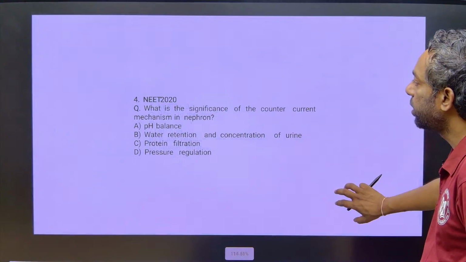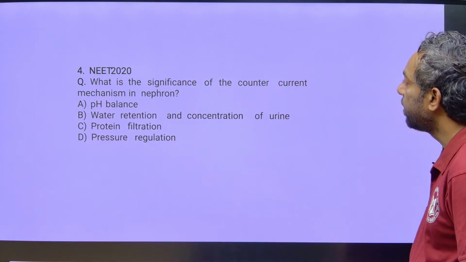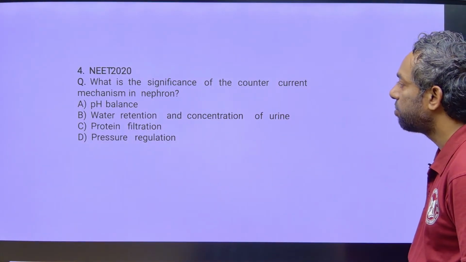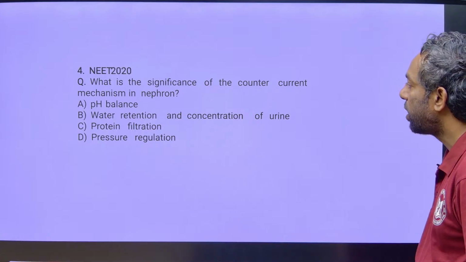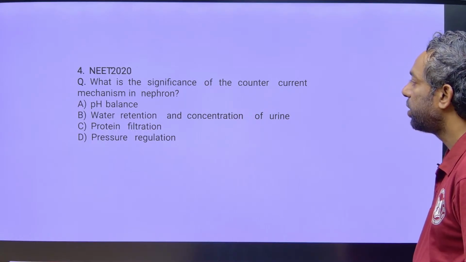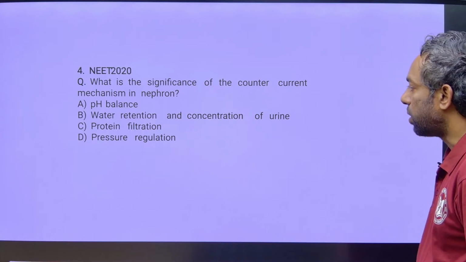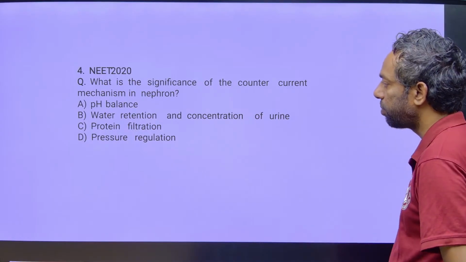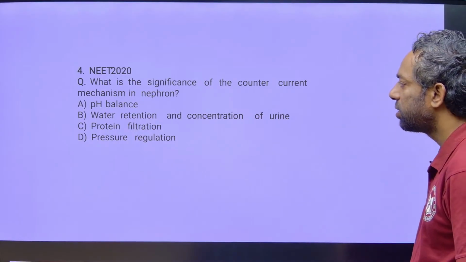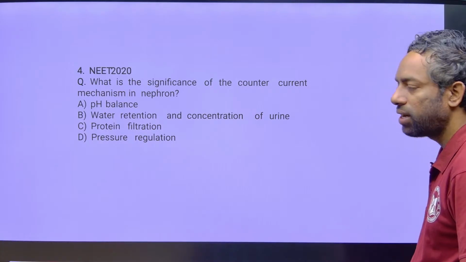Next question, 2020. What is the significance of the counter current mechanism of the nephron? pH balance, water retention and concentration of urine, protein filtration, or pressure regulation. Of course, it is water retention and concentration of the urine. B.